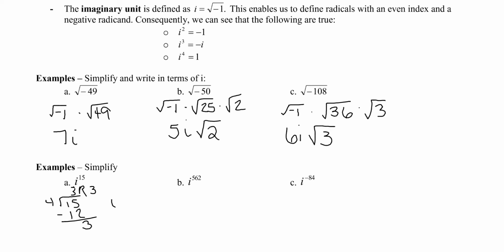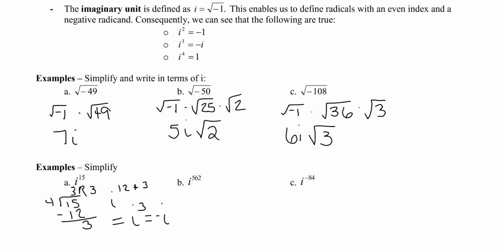So I can break it down like this. I have i, and I know that 4 times 3 gives me 12, and then I have a leftover, or an extra amount, of 3. So the i to the 12th power will equal 1 because 4 goes into it evenly. The 3 left over is going to give me i to the 3rd power, which is equal to negative, or the opposite of i.